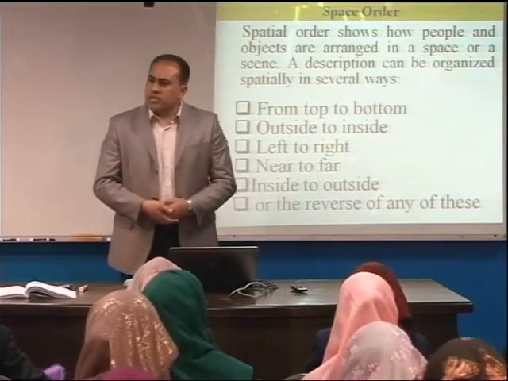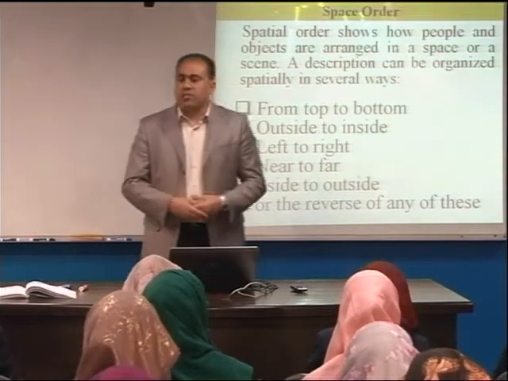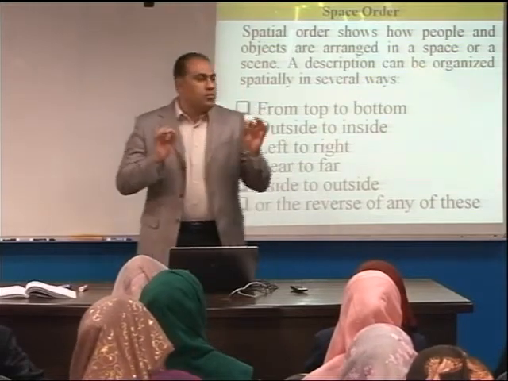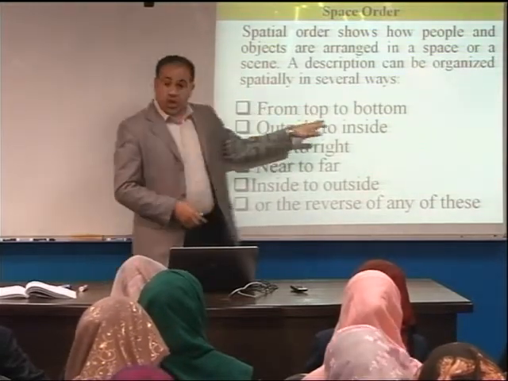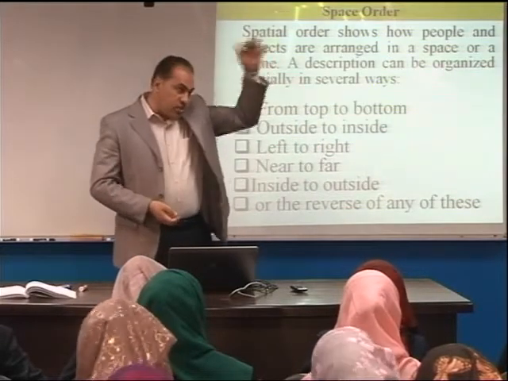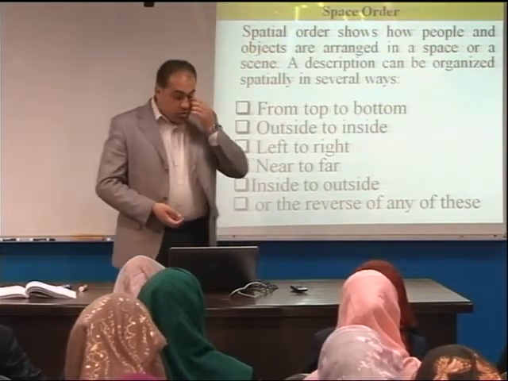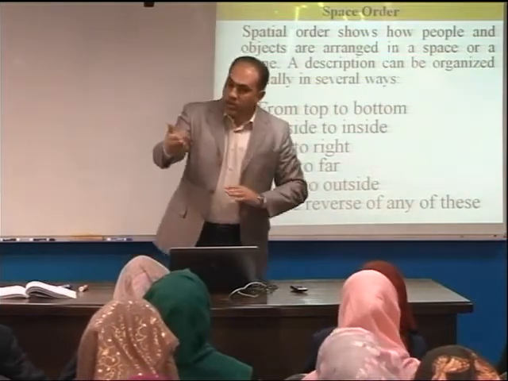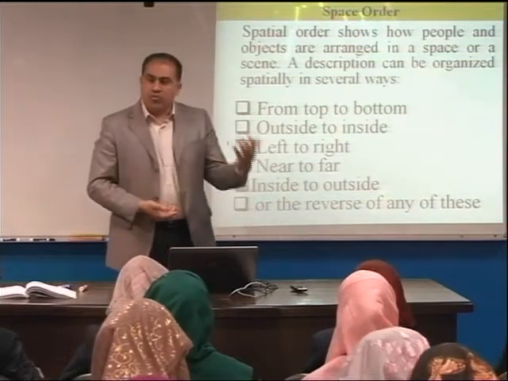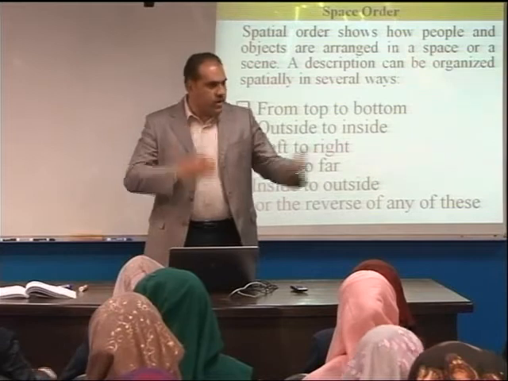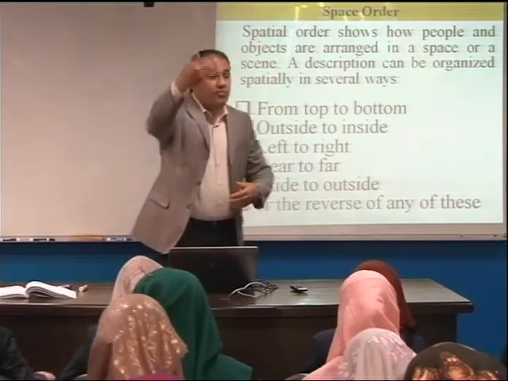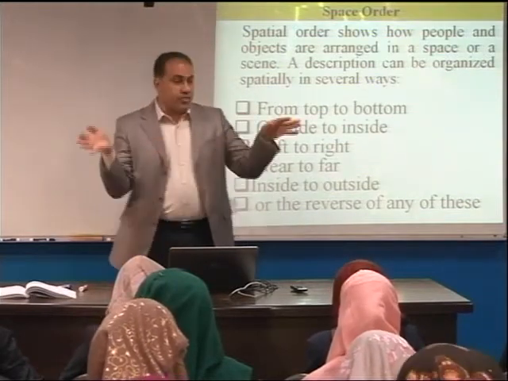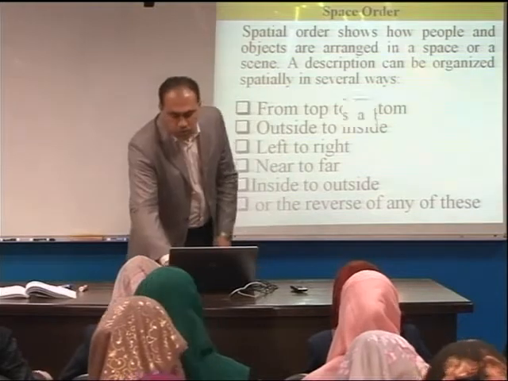So how can we organize a place? How can we describe a place? We can describe it from different angles or different perspectives. We can look at it from top to bottom, so we start from the top and then go down to describe the bottom of that place. From outside of a location to the inside. From left to right, or right to left. From near to far, or the other way around. From inside to outside, or the reverse of any of these orders.